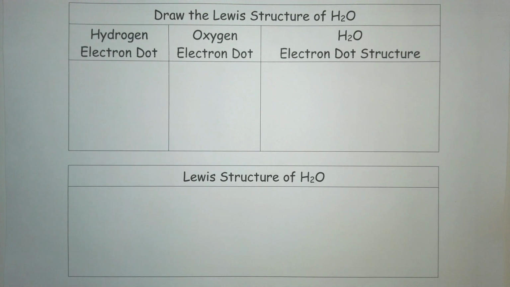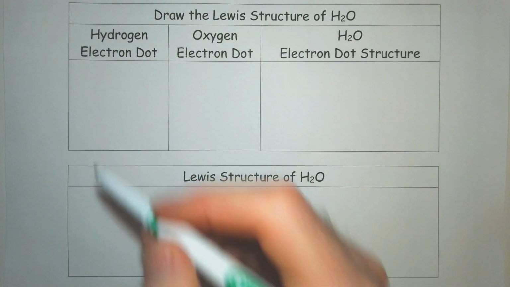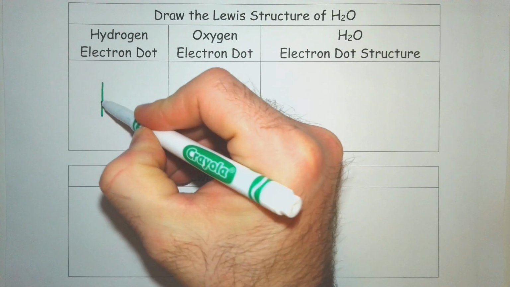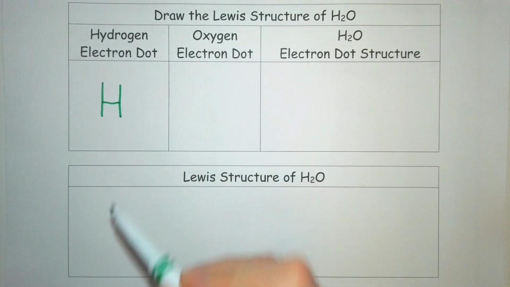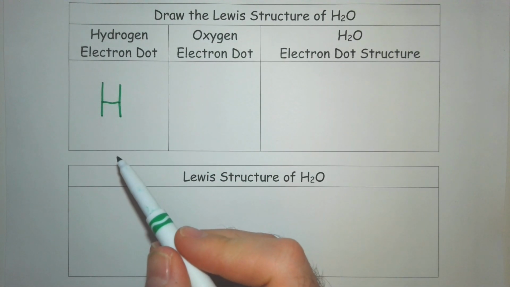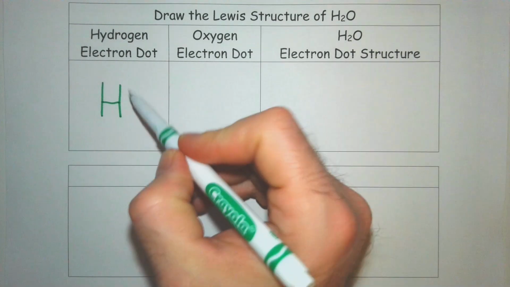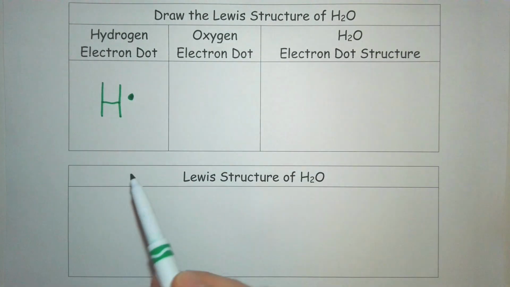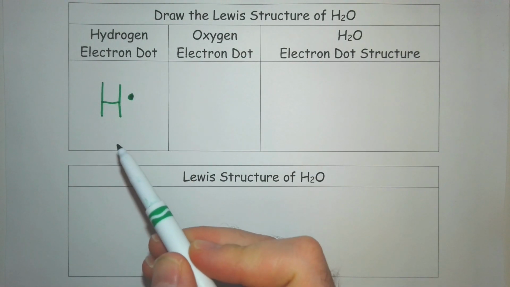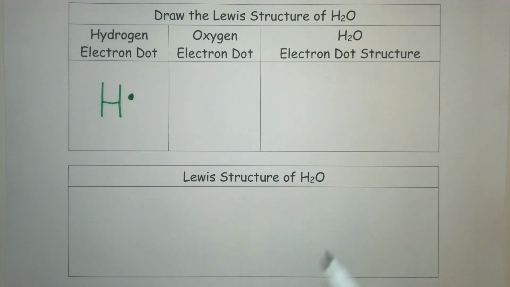In this video, we're going to draw the Lewis structure of H₂O, water. I like to take the atoms that are in the molecule that we're drawing the structure of and draw the electron dot notation. Hydrogen is a group 1 element, and so it's going to have one valence electron. So since it has one unpaired electron, it is going to make one bond with other atoms.